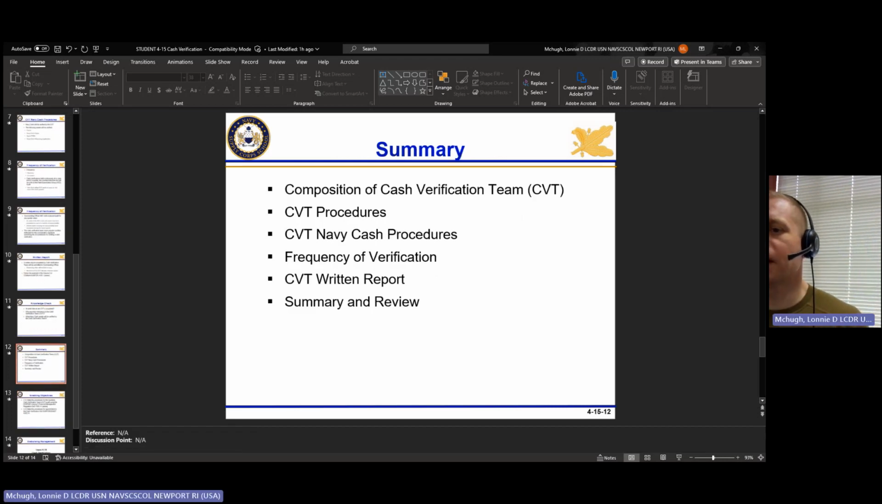All right, in summary, we talked about who's on the cash verification team, the procedures and where you can find them for both the standard and the Navy cash line items, frequency of verification, so that's going to be quarterly at random, and the written report to the commanding officer that summarizes how well your operation is running.